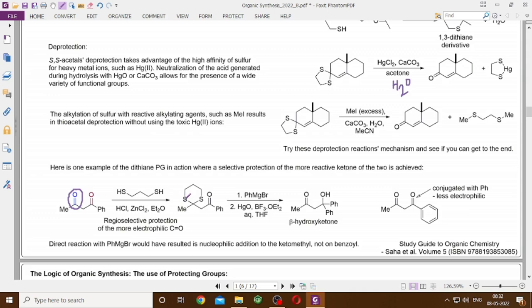Protect it in the form of dithioacetal done in presence of catalysts such as HCl and ZnCl2, and then do the Grignard reaction. Once you have your Grignard reaction, you have a magnesium alkoxide, and then you treat it with aqueous THF in presence of a mercury salt, and your deprotection is complete.